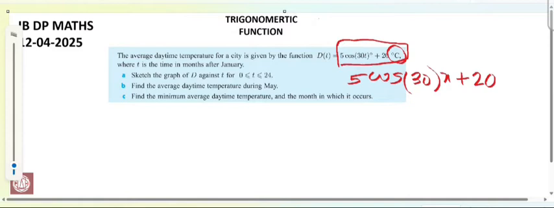X minimum 0, X maximum 24, Y minimum should be minus 2, right? No, I told you how to identify. We have to look at the amplitude and the vertical translation, so include both of these. We have got 25, so I said you can keep 30, and the minimum you can keep negative 30.